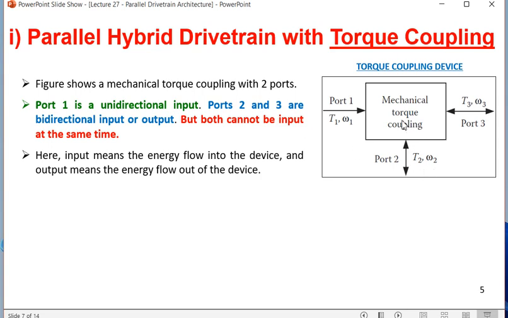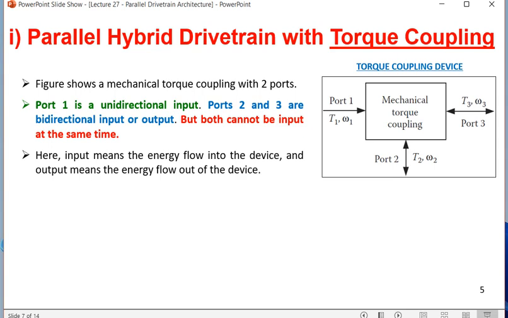What is meant by torque coupling? T1 and T2 are added. But in that case, we find a relationship between omega 1, omega 2 and omega 3. Port 3 is the mechanical transmission, which is connected to the wheel, and T3 is a combination of T1 and T2, and omega 1, omega 2, omega 3 are also related.